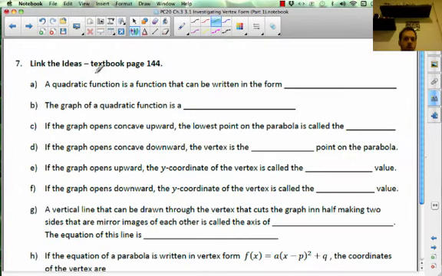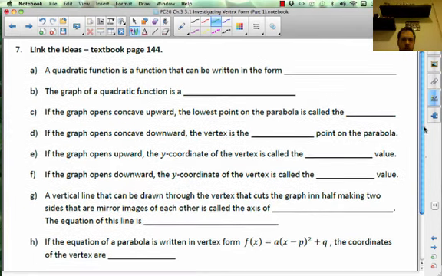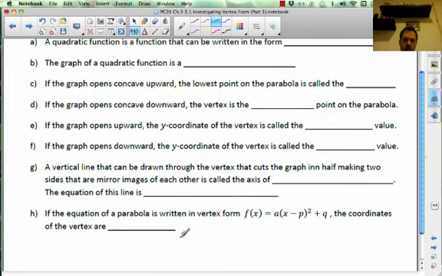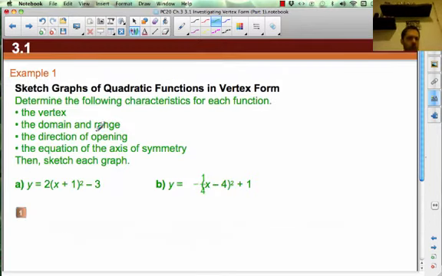Okay, so this is on your notes on page 144 of your textbook, Link the Ideas. So you can go through that and fill all these in. Pretty simple. You might be able to get most of them just without going to your textbook, but if you need some help, it's right there on page 144.